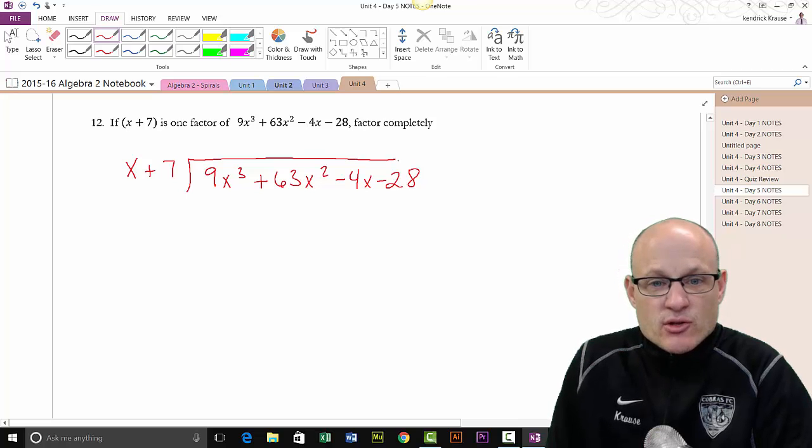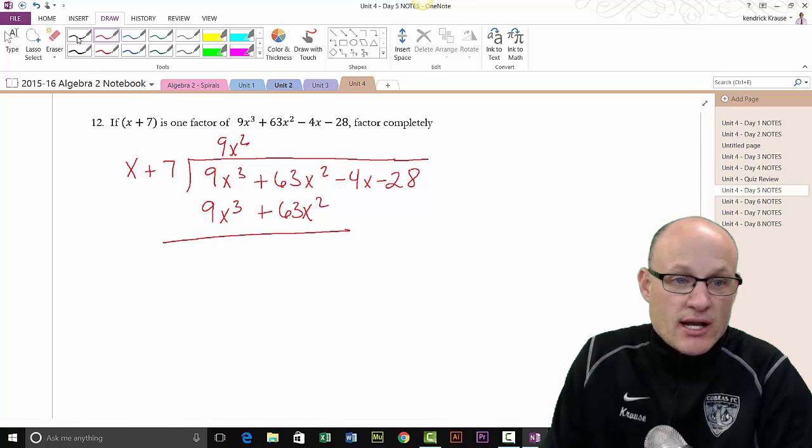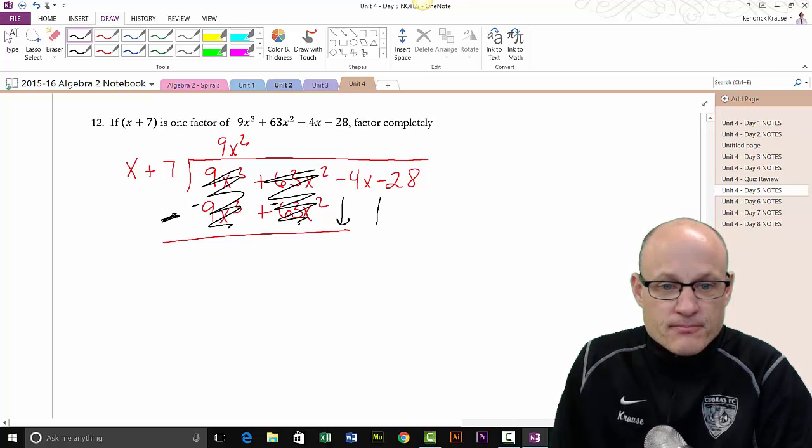So we're going to divide. 9x cubed divided by x is 9x squared. Now we're going to multiply both of those. So I get 9x cubed plus 63x squared. Now I'm going to subtract. I do a big minus. This becomes a minus. This becomes a minus. Wait a second. These cancel. And these cancel. So I'm going to bring down both of them because I need two things down here.